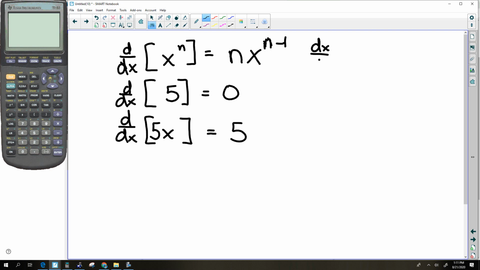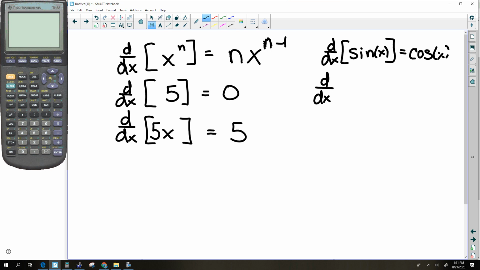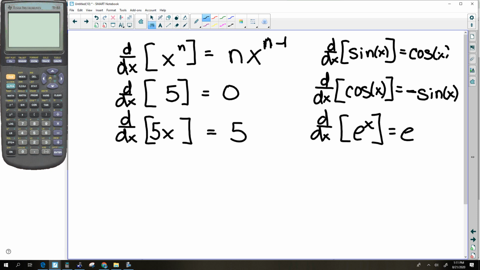We know sines and cosines. So the derivative of sine is cosine. The derivative of cosine is negative sine. So any derivative of a co-function is a negative. So this is negative sine. And then I think the last one that we touched upon was e to the x. That's e to the x. Okay. Other things that you probably need to know.